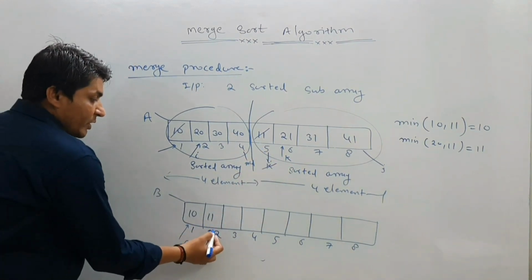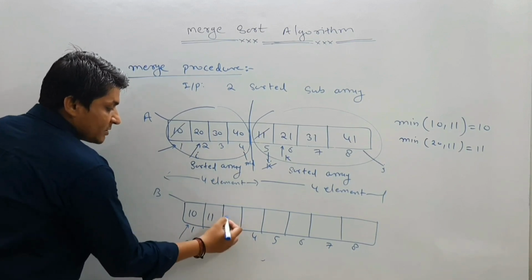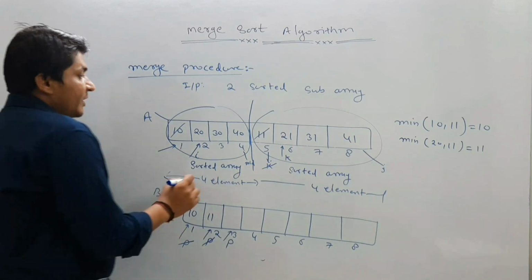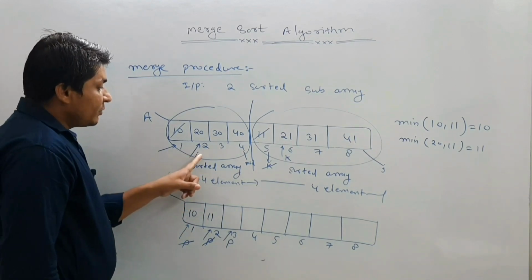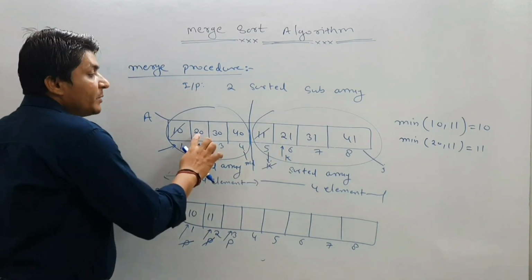Now, because we have already copied 11, p will start pointing to the next location because we want to copy the next element at location 3. So p is pointing to the next location. Now, because i is pointing to the second location and k is also pointing to the second location, again we are going to find the minimum of these two.